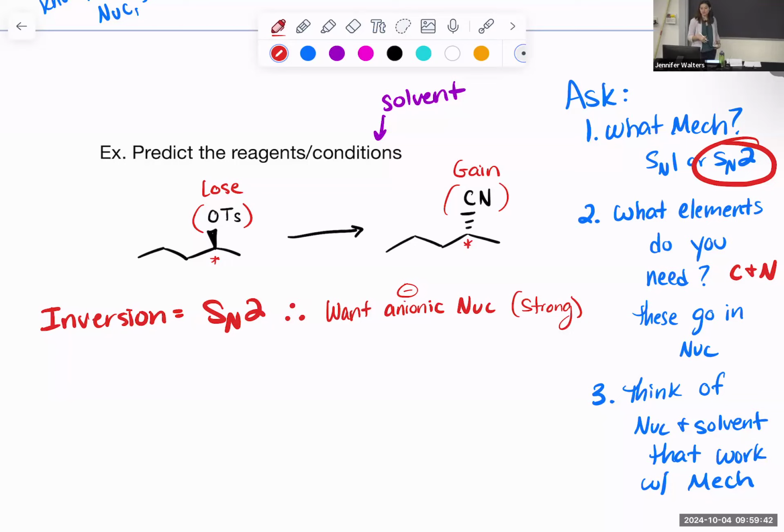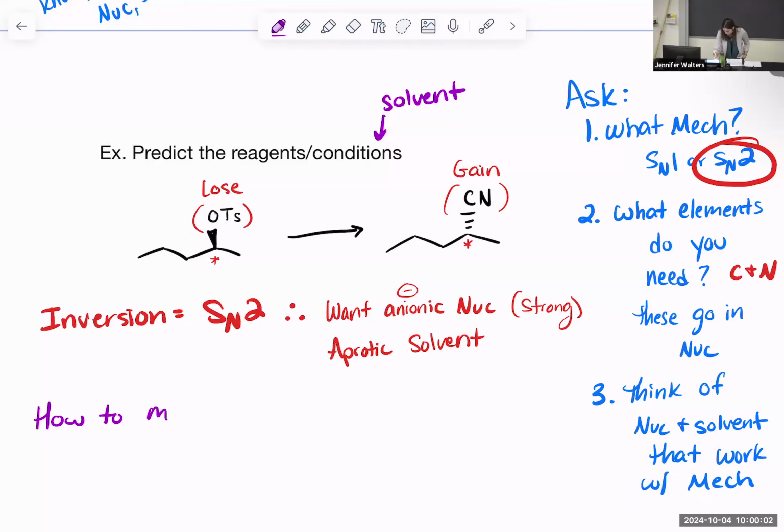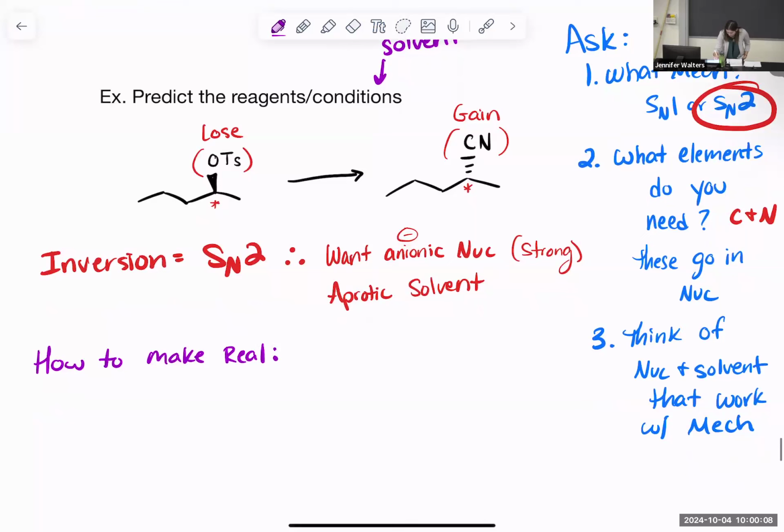All right, what kind of solvent does SN2 like? Aprotic. So I need an aprotic solvent. So now I got to think about, all right, how do I make this real? So what real reagent, molecule, thing, has carbon and nitrogen and a negative charge?